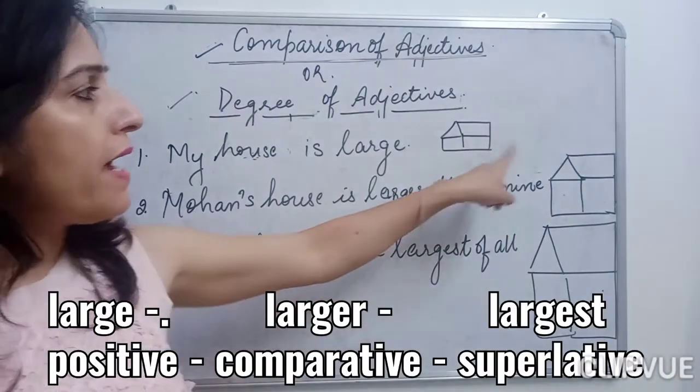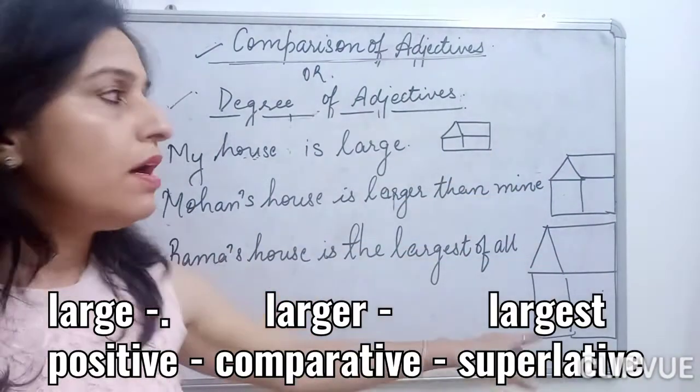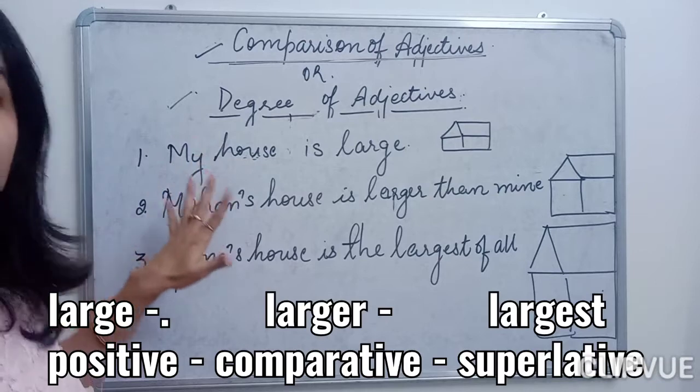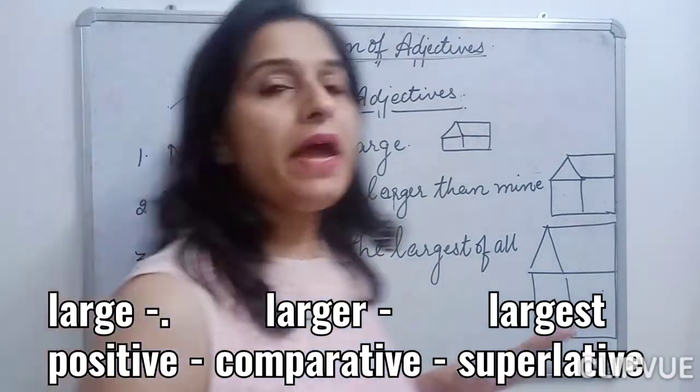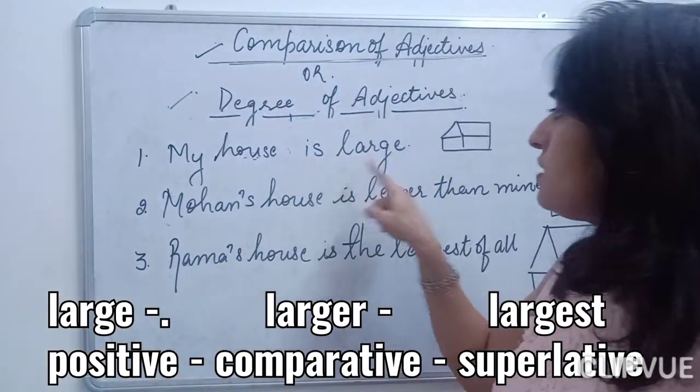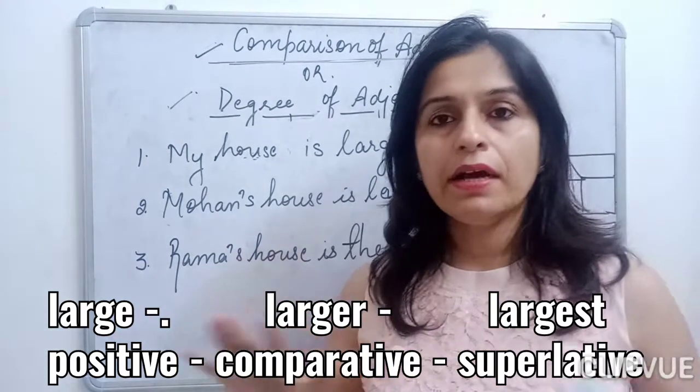Here you can see I have drawn 3 different houses. Let's start here. Now, let's take the first sentence, children. My house is large. ठीक है, मेरा घर बड़ा है.